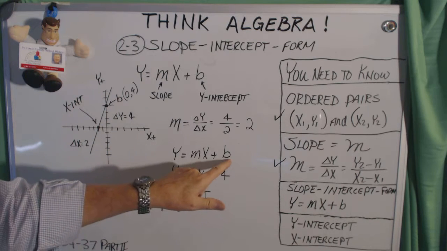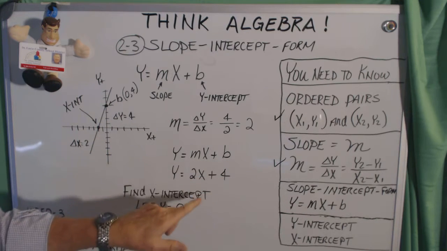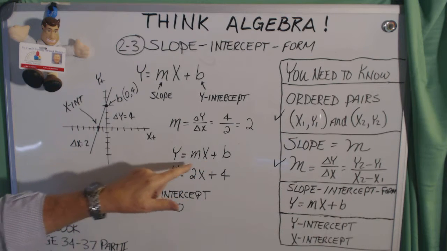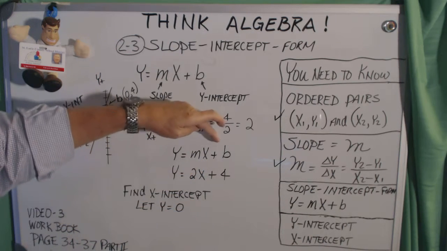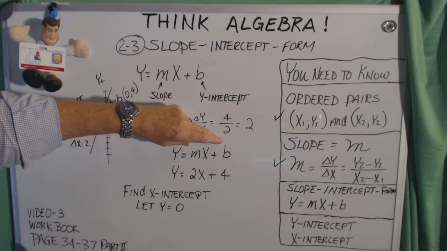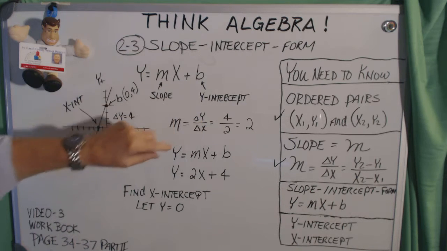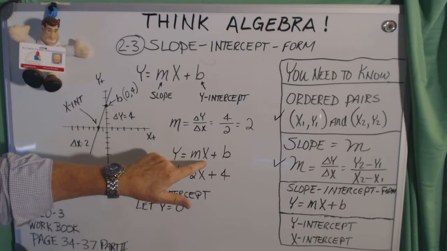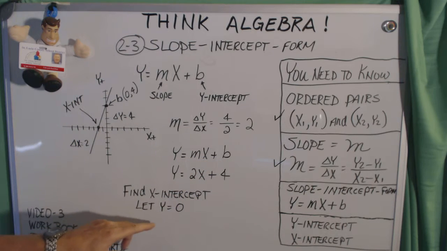When we say that b is the y-intercept, we're actually letting x equals 0 and then solving for y. So when x equals 0, all I'm left with is b. So it's just a coincidence. I'm going to do a similar thing to find my x-intercept. I'm going to let y equal 0. So to find my y-intercept, I let x equal 0. Now I want to find the x-intercept, so I'm going to let y equal 0.